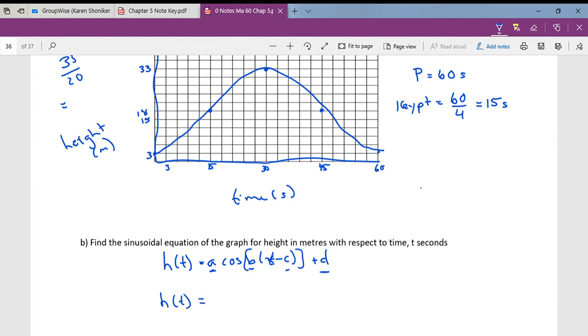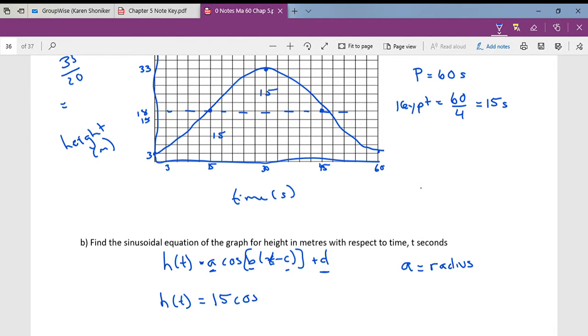Now, amplitude. Amplitude is the distance from the center line. So if you picture a center line going right through the center of the graph, from here you go from 18 down to 3, which is 15, and you go from 18 up to 33, which is 15. So my amplitude is going to equal the radius of my Ferris wheel, which was 15.